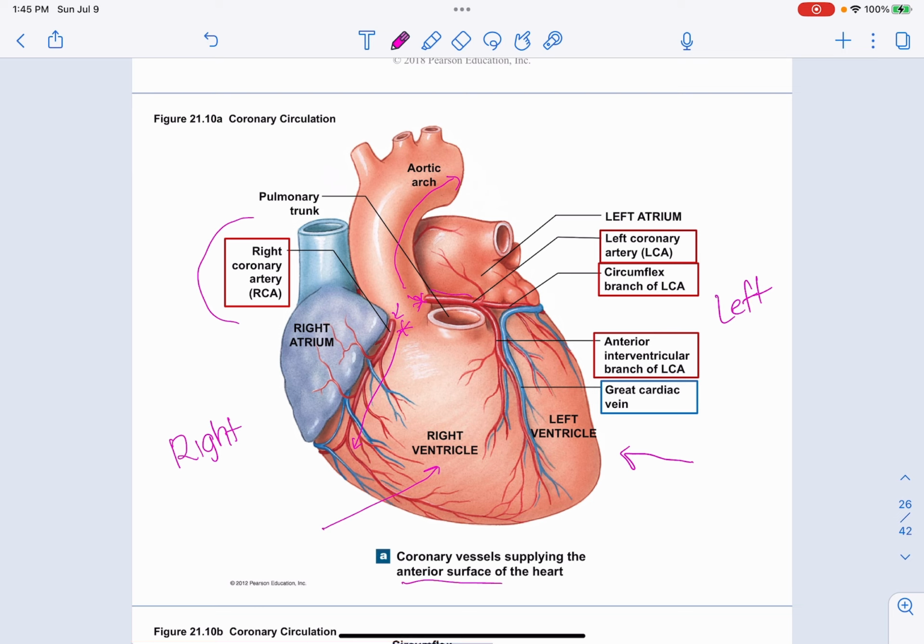The left coronary artery branches into what's called the circumflex artery. Circumflex means going around, because it's going to loop around here. And then another major division off of the left coronary artery is something called the anterior interventricular branch. This anterior interventricular artery is going to come down and provide blood to the ventricles.